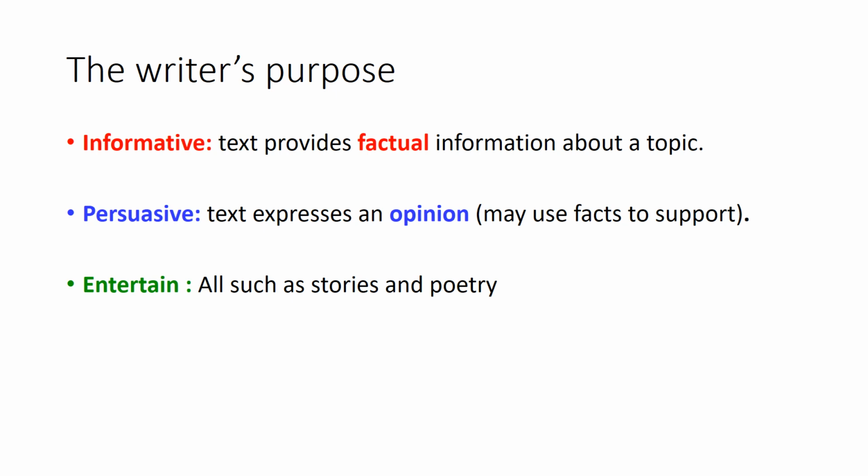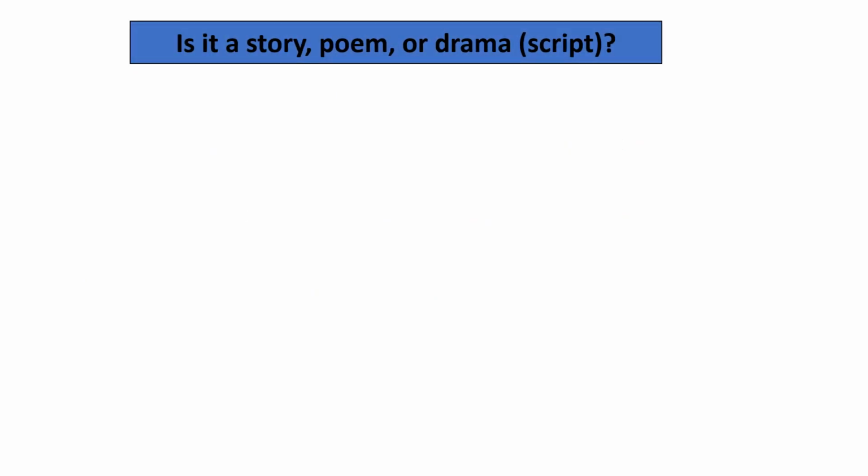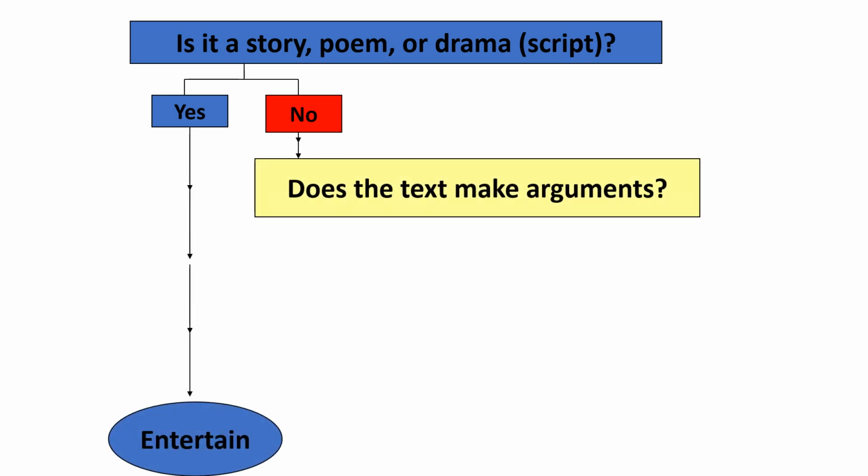But how do we identify that? If we look at the text, we ask ourselves a few questions to be able to actually determine the purpose of the writer. The first question we ask ourselves is: is it a story, poem, or drama script? And the answer could be yes or no. If the answer is yes, then it is entertainment, and that's easy and quite simple.